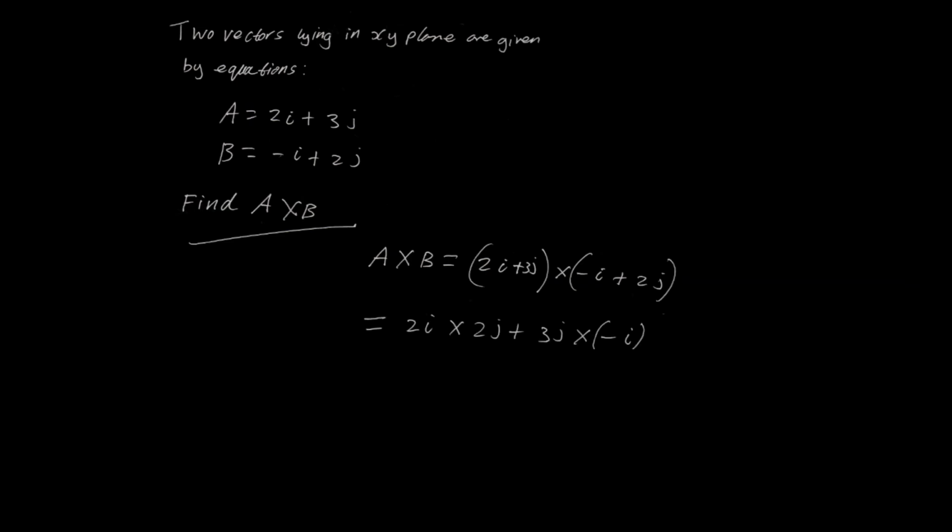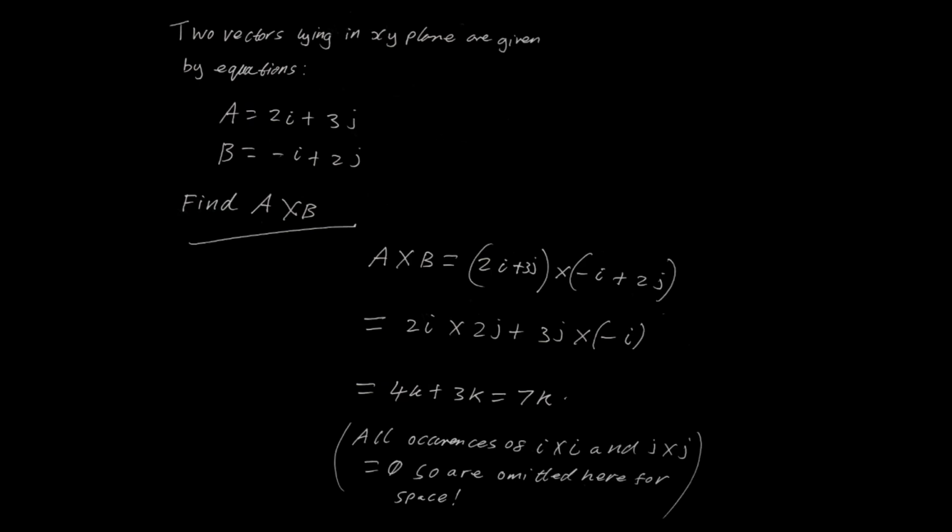This will equal 2i cross 2j plus 3j cross negative i. We're throwing away all of the other terms that we don't need. This will give us 4k, since i cross j is k, and j cross negative i is also k, giving us 7k. All occurrences of i cross i and j cross j are equal to 0, and if you wanted to, you could expand all of those out. I haven't done that here, just so I can have some space.